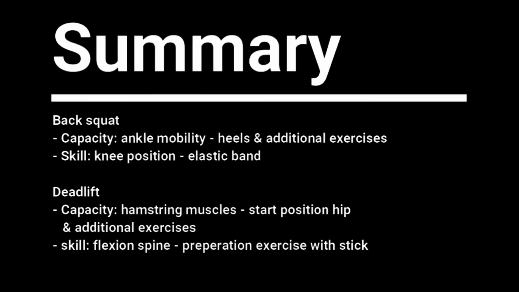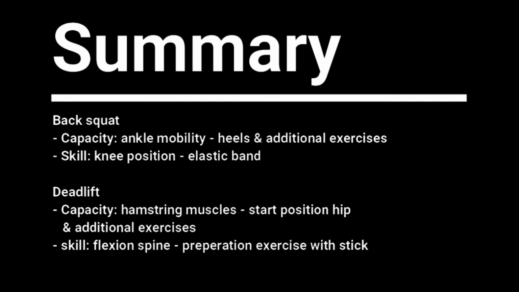Summarized, we discussed the back squat with a capacity-related problem, the ankle mobility. A quick fix was to elevate the heels, while additional exercises could solve the problem in the long term. During the skill-related problem of the back squat, we could see an athlete that had issues with the knee position. Valgus position occurred during the movement. Elastic bands solved this problem as the athlete was forced to external rotate the knees.